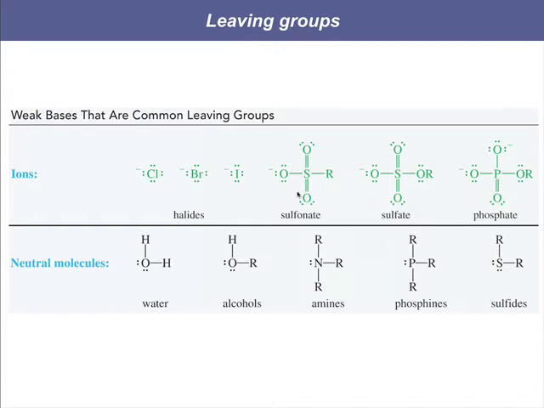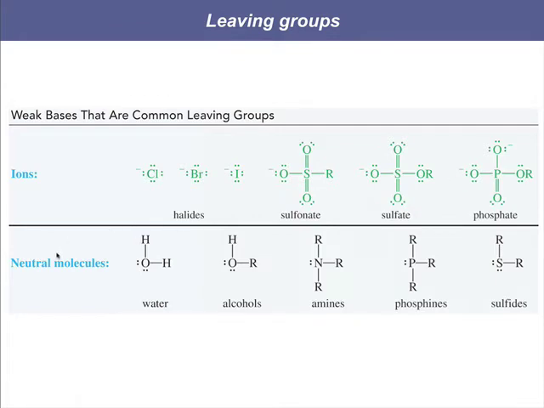That gives stability to these charges, whereas chloride, bromide, and iodide have a full negative charge. Each of these oxygens on sulfonate or sulfate only has 1/3 of a negative charge. And on phosphate, these oxygens only have half of a negative charge. So that makes them more stable.